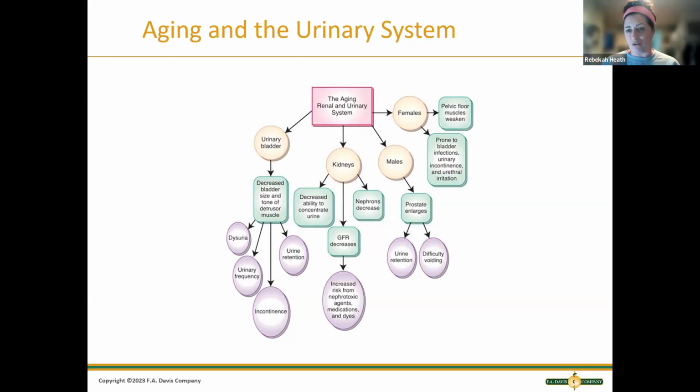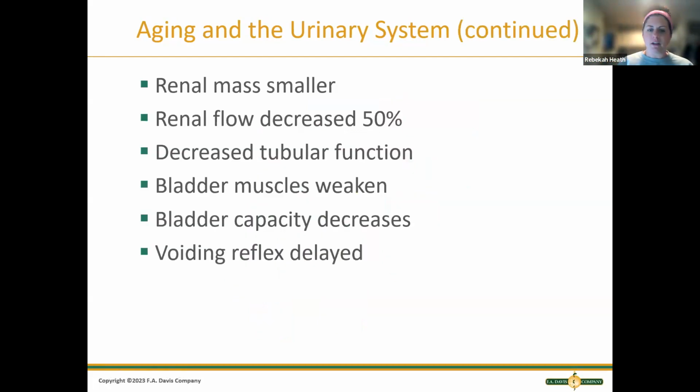And so the tone of that detrusor muscle often deteriorates over age, which makes incontinence a lot more frequent. It also can cause urinary frequency, where they have to go more often. It could cause urinary retention, and then dysuria, kind of an issue with urinary issues overall. So we talked about this a little bit. It's kind of just a continuation of it. The renal mass, meaning their kidney mass, the size of it actually gets smaller with age. The blood flow through there decreases by about 50%.